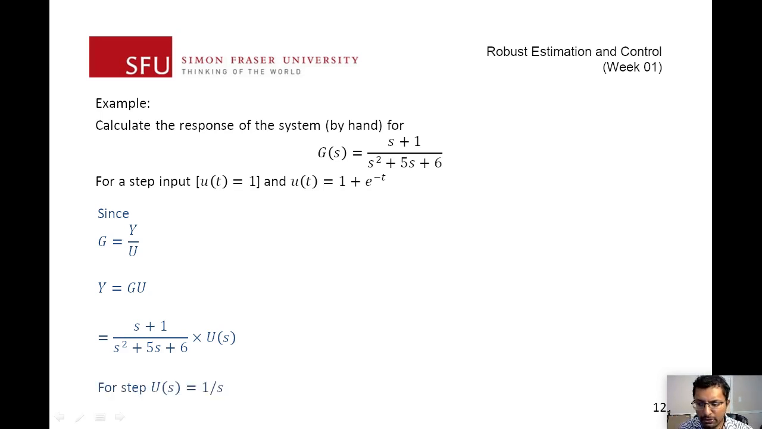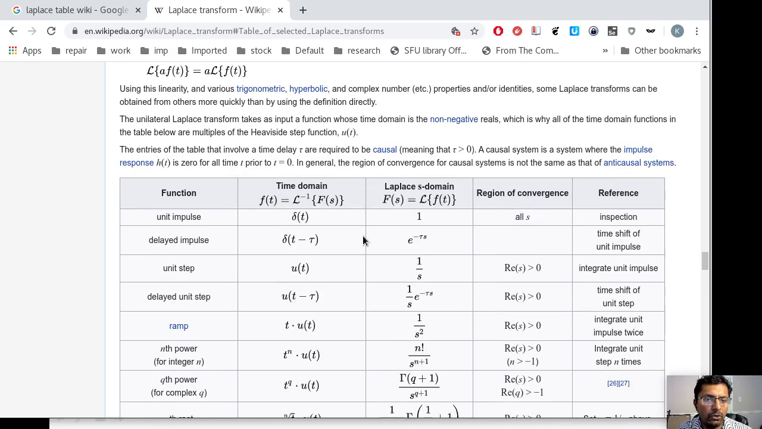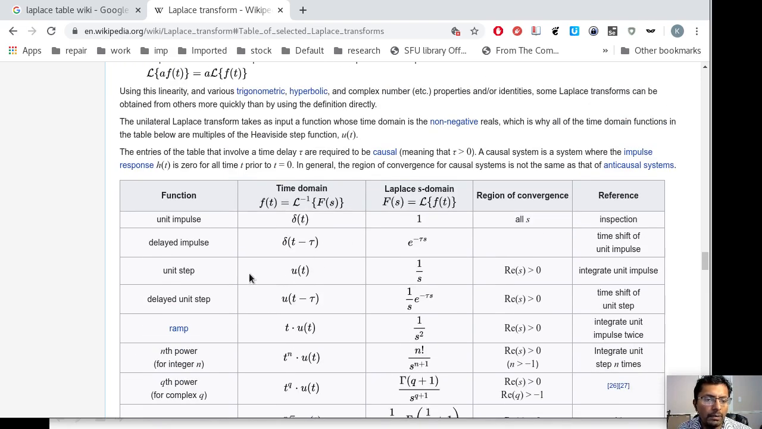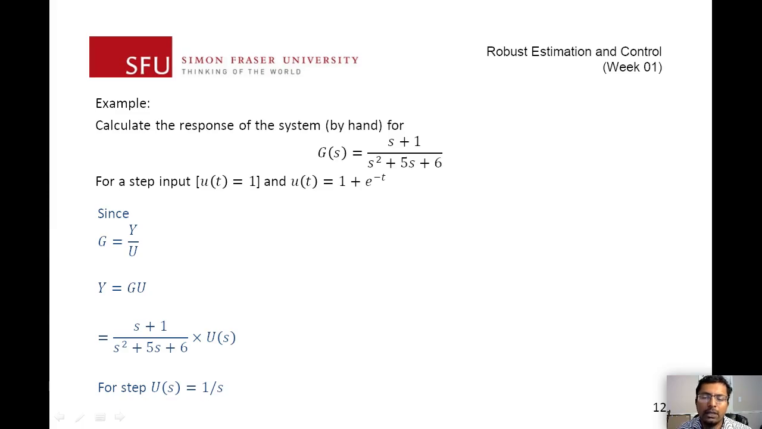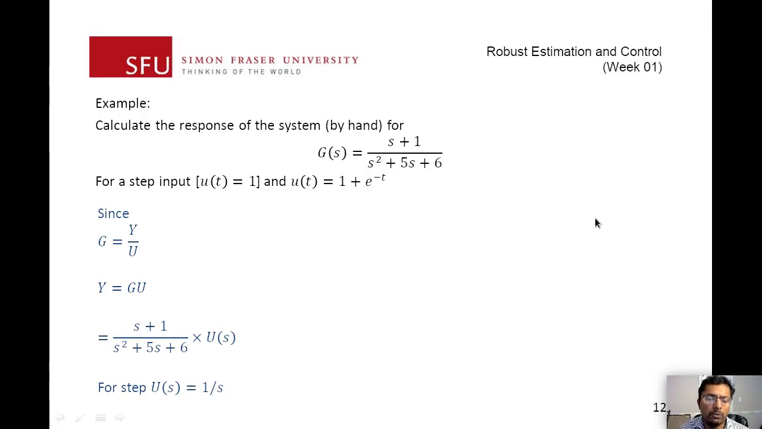So the Laplace of the input is 1 over s. How do I know that? It is from the Laplace table over here. If we go all the way up, we have u of t, which is just the unit step input. The Laplace is 1 over s, and that's what we substitute over here. You would have this table in the back of Professor Goldenberg's book, so we're going to use that as our reference.